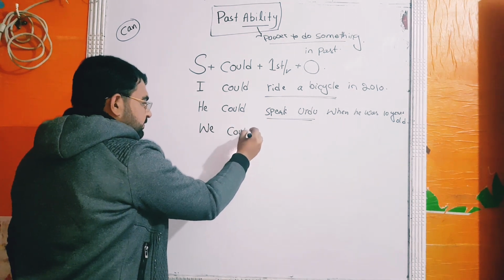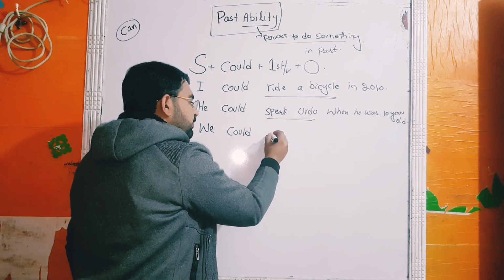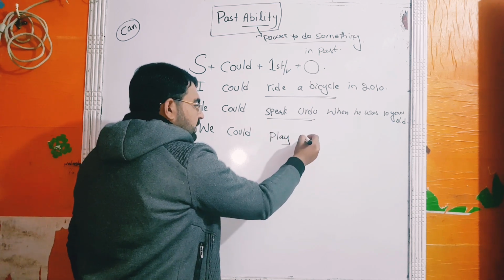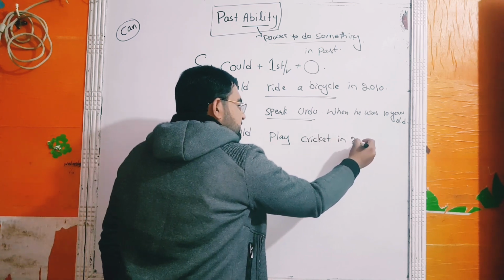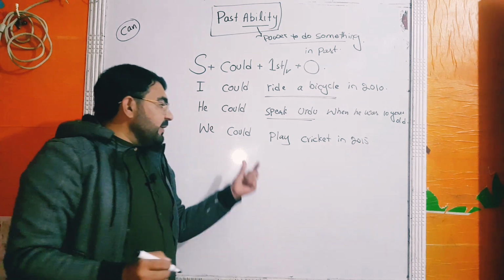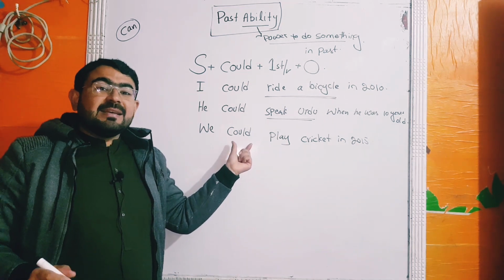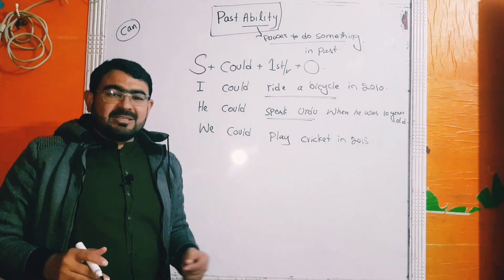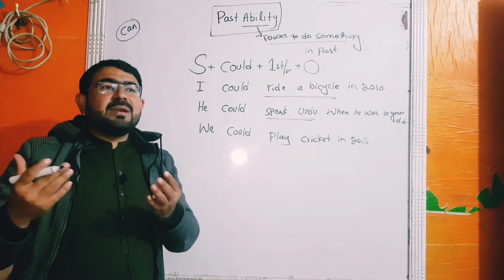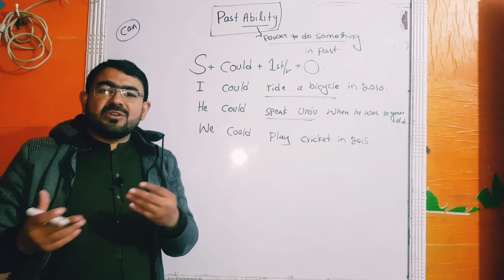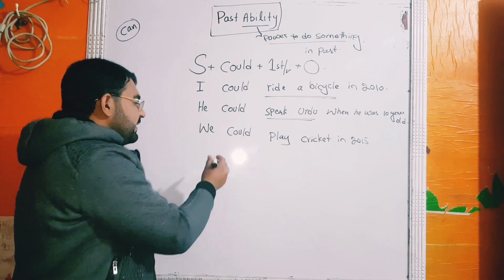Now, we could play cricket in 2015. It means that nowadays we cannot play cricket. We don't have the skill. But when we were young, when we were 18 years old, 17 years old, or 15 years old, we could play cricket. Or I will give you an easy example.